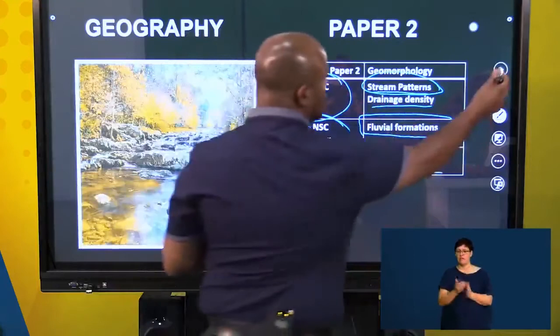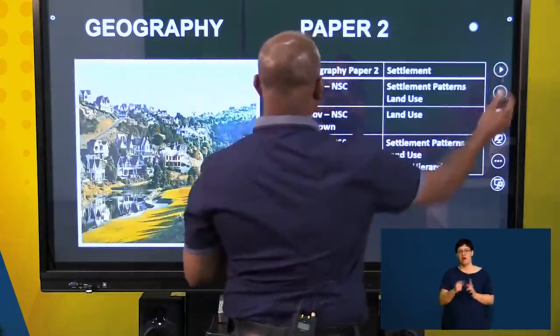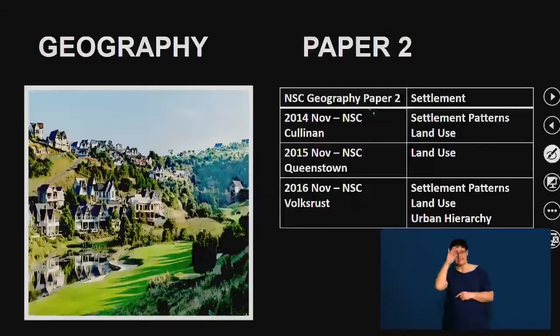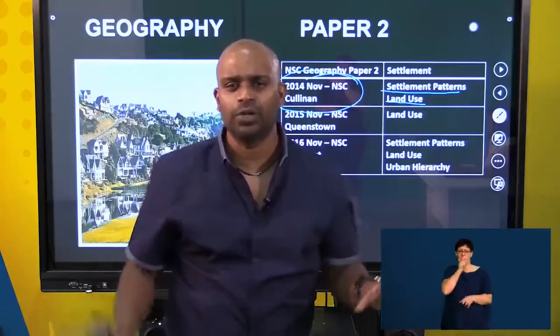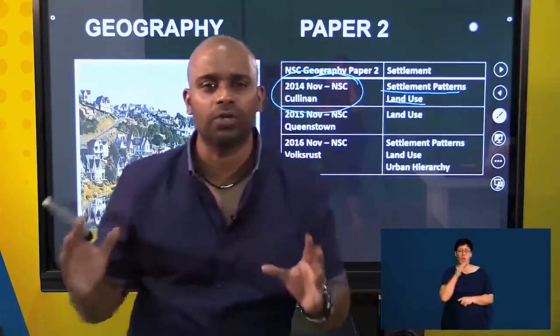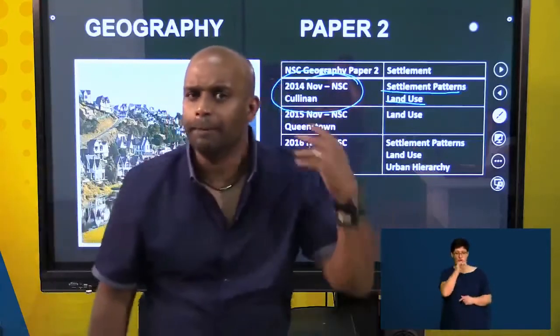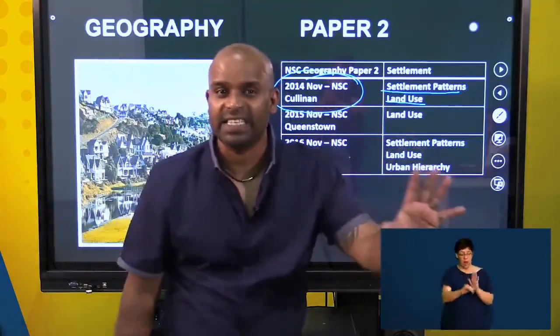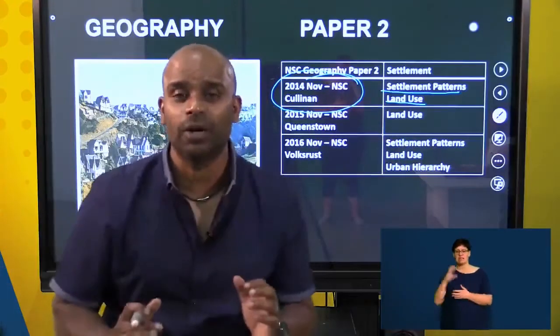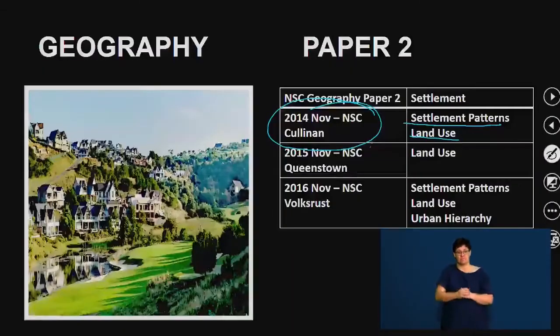Let's move on to the next examining section, which is settlement geography. Note in the 2014 paper, settlement patterns as well as land use. All maps have land uses, and within these land uses, we classify them according to land use zones. Your ability to identify a residential area, an industrial area, the CBD of that location, Central Business District. In the 2015 paper, we looked at land use again.